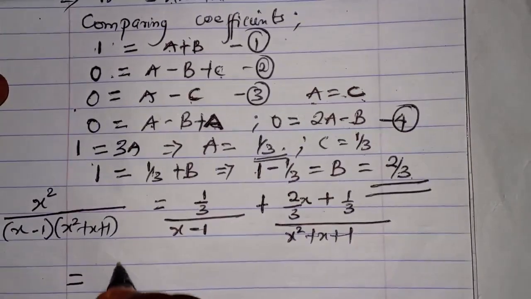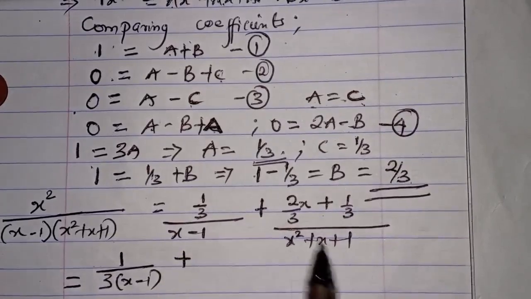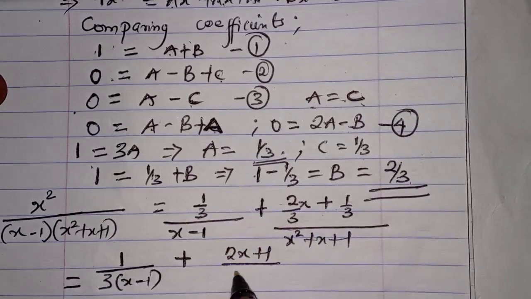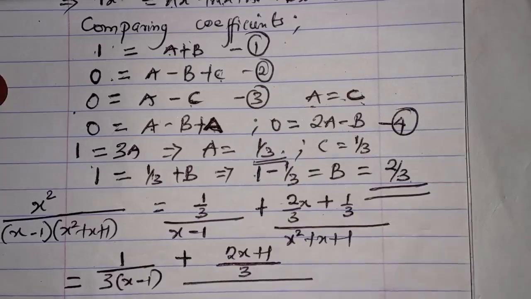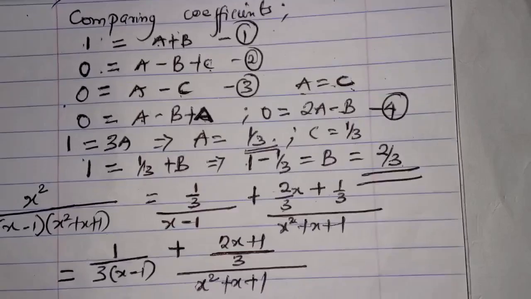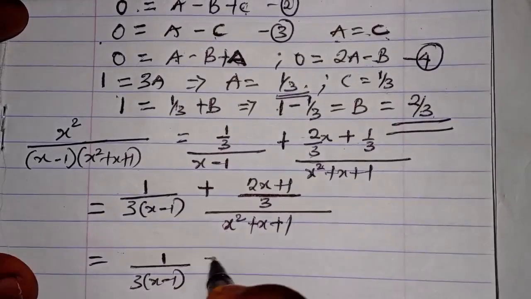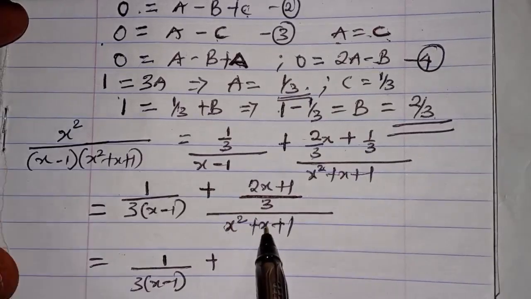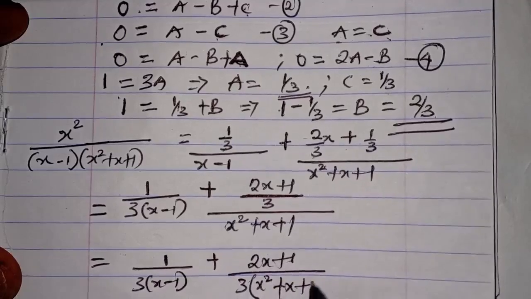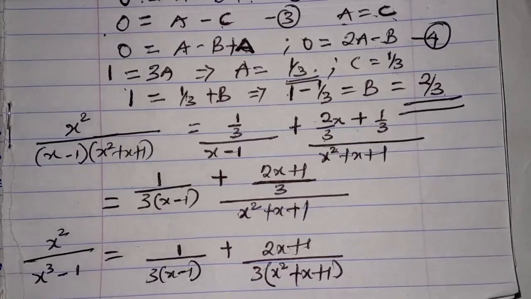So this is simply 1 all over this 3 here, we multiply what is under, plus I can simplify this numerator to obtain 2x plus 1 all over 3, right? Yes, because they have the same denominators, x squared plus x plus 1. So finally this will be 1 all over 3 into x minus 1 plus this 3 here will multiply this denominator, we have 2x plus 1 all over 3 into x squared plus x plus 1. So this is x squared over x cubed minus 1 in partial fractions.